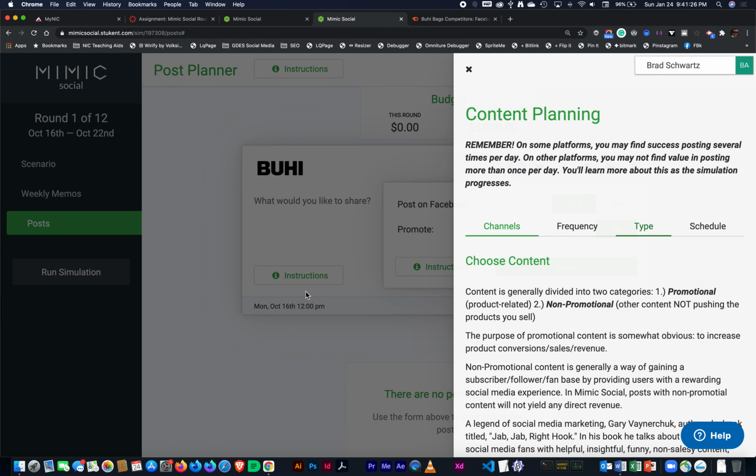Under content planning, these are the instructions before we actually write the post. We've got two types of content: promotional, product-related content, or non-promotional content that is more of a soft sell, so we're not pushing the product. Those are going to be posts like photos of users with the product, and more asking questions, versus more of a hard sell where you're featuring a product and telling a user that it's on sale, or that they should be purchasing that content.